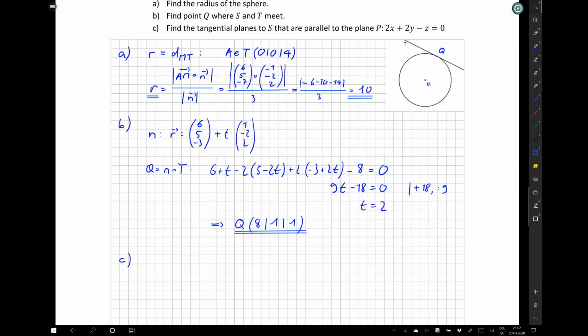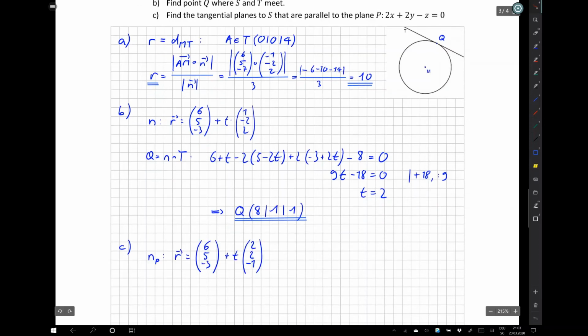We are looking in C for tangential planes that are parallel to this plane, so we know their normal vector, 2, 2, minus 1, and so we know where they have to touch the sphere, namely where the normal through the center of the sphere intersects with the sphere. So the equation of this normal to these tangential planes is r vector equals, and now the position vector is the position vector of the point M, and its direction vector is this normal to the plane P, so 2, 2, minus 1. And let us now intersect it with the sphere.